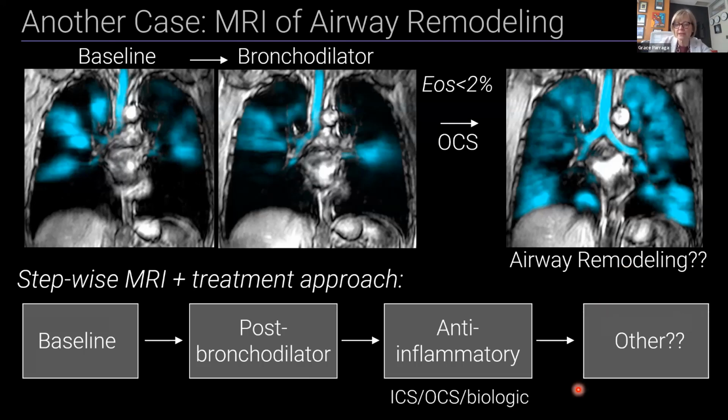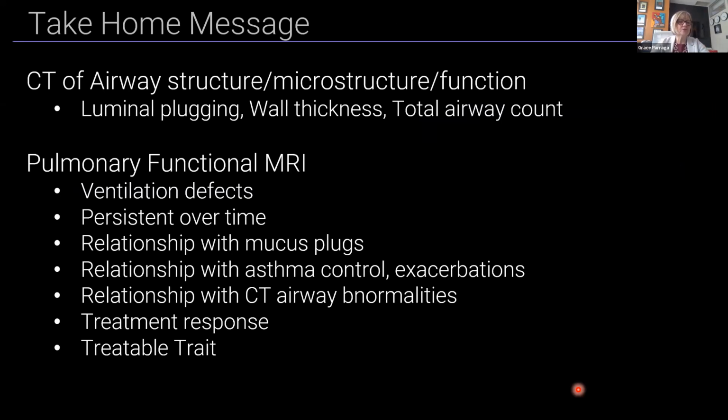So I'm going to end by reminding you that I talked about some of the main players on the CT landscape as biomarkers of airway remodeling, including mucus or cell debris plugging, wall thickness, and total airway count. And I also talked, mainly in the form of cases, about pulmonary functional MRI.